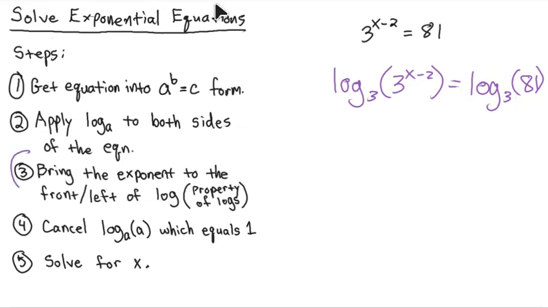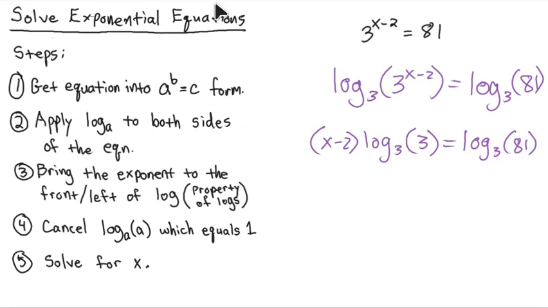Okay, so now let's go to step 3. It says to bring the exponent to the front of the logarithm. So we're applying one of the properties of logarithms. This exponent on the inside can be moved to the front of the logarithm. We're turning an exponent into multiplication. So x minus 2 is going to go to the front, and now we'll just have log base 3 of 3, because we got rid of the exponent and moved it to the front. Now we'll just bring down the log base 3 of 81.